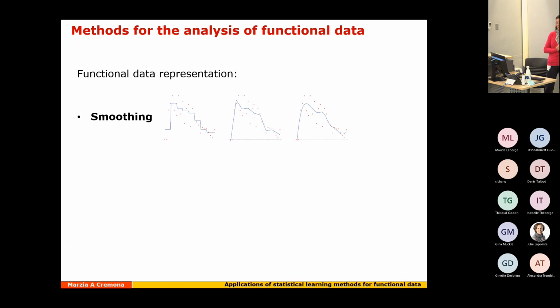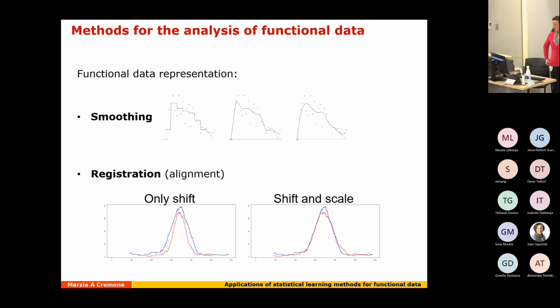I told you that the first problem is that we have a lot of noise and we need to somehow filter it out. We also have another problem: we usually do not really observe the functional datum. We do not really observe the curve. What we have are just some points. So the first step is always to use smoothing to remove some of the noise and recover our functional data. This is the first step before we can do any type of analysis.